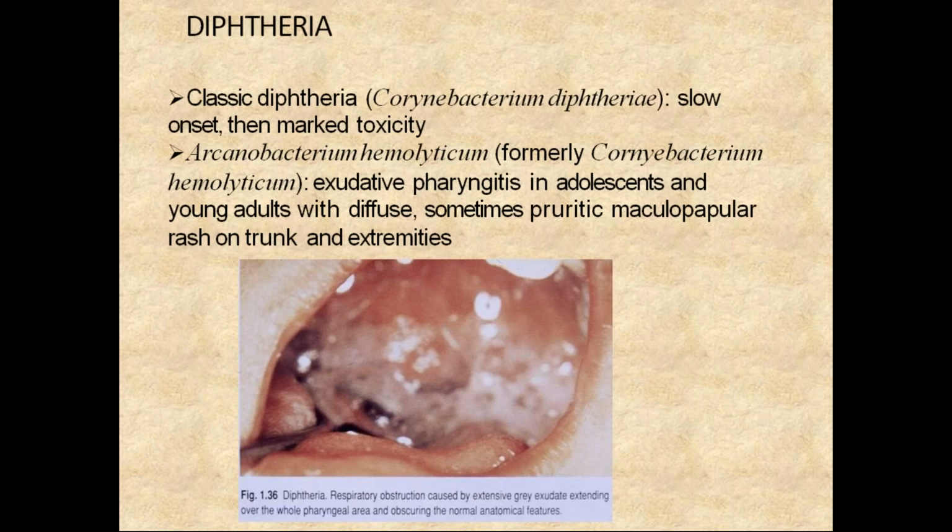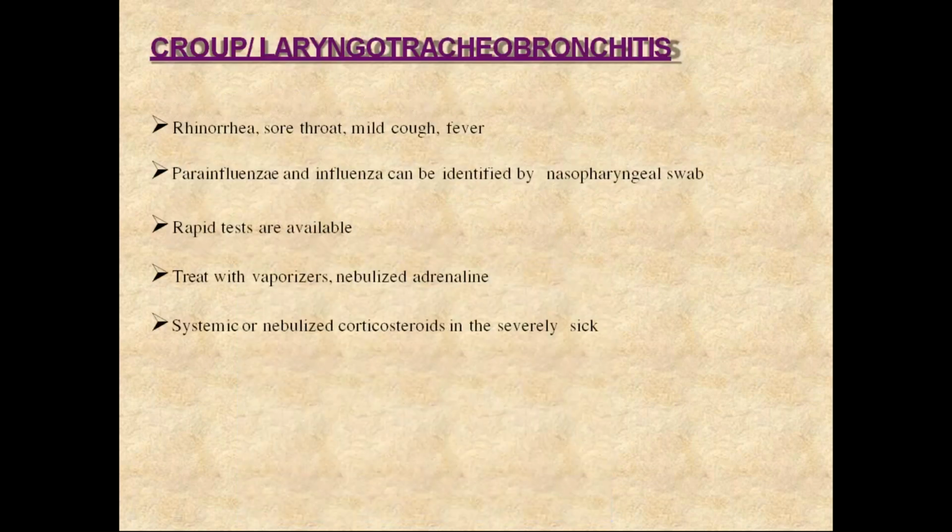Next one, diphtheria. You have learned about this, right? So diphtheria is caused by which bacteria? Corynebacterium diphtheriae. And it produces what toxin? Diphtheria toxin. Next, croup. What is croup? Croup, or laryngotracheobronchitis, is characterized by cold, sore throat, mild cough, and fever. It may be caused by influenza and parainfluenza viruses.